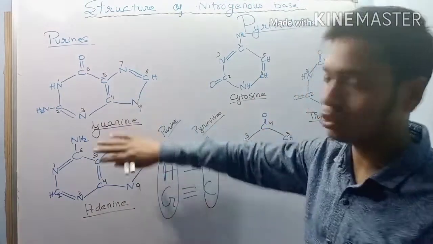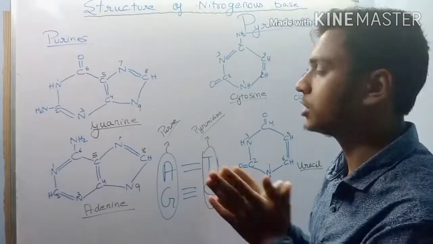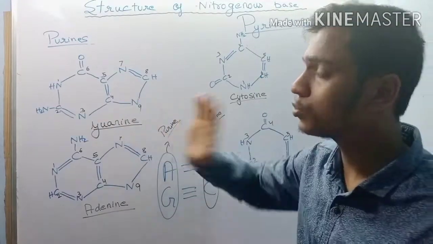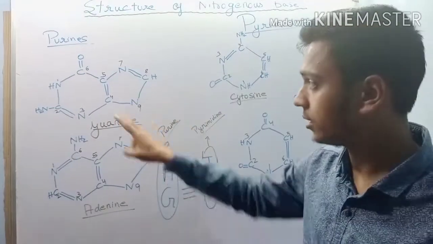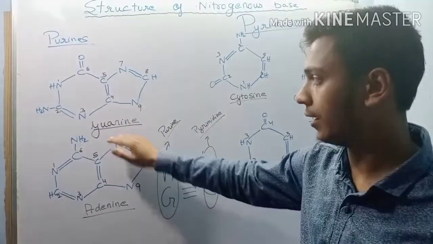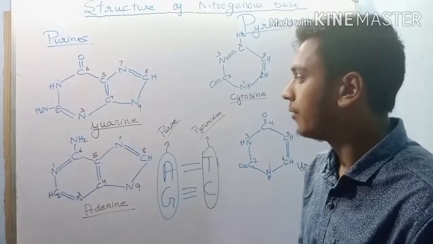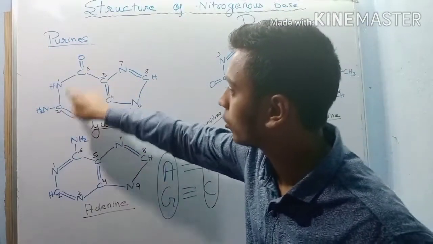And what is the difference? You don't have to remember everything. I will just tell you what you have to remember, and it is very easy. First, you have to remember it is bicyclic, adenine and guanine. Next, where the nitrogen is present, that you have to remember. Next, you don't have to remember where the double bond is present.